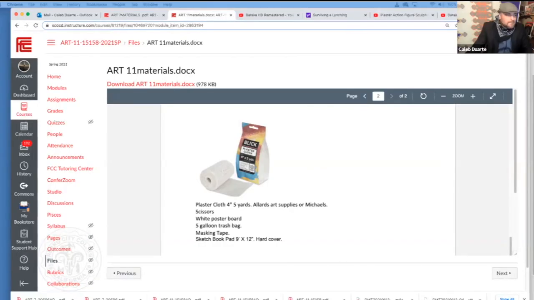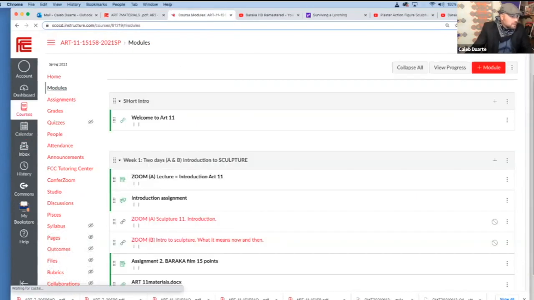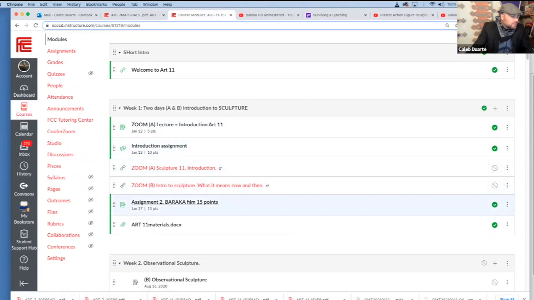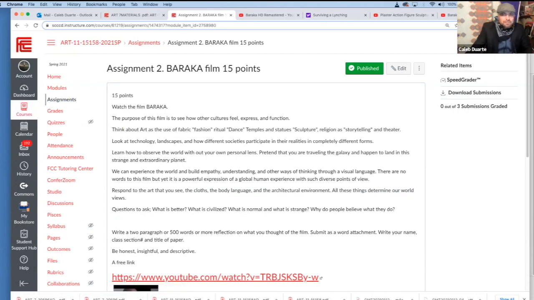And that brings me to this week's next assignment. So remember, there are about 2 assignments a week. I'm going to go ahead and share the screen again. So go ahead and go to modules. You're going to go to, it's still on week 1. And here's assignment number 2, 15 points. Remember, these assignments will add up.